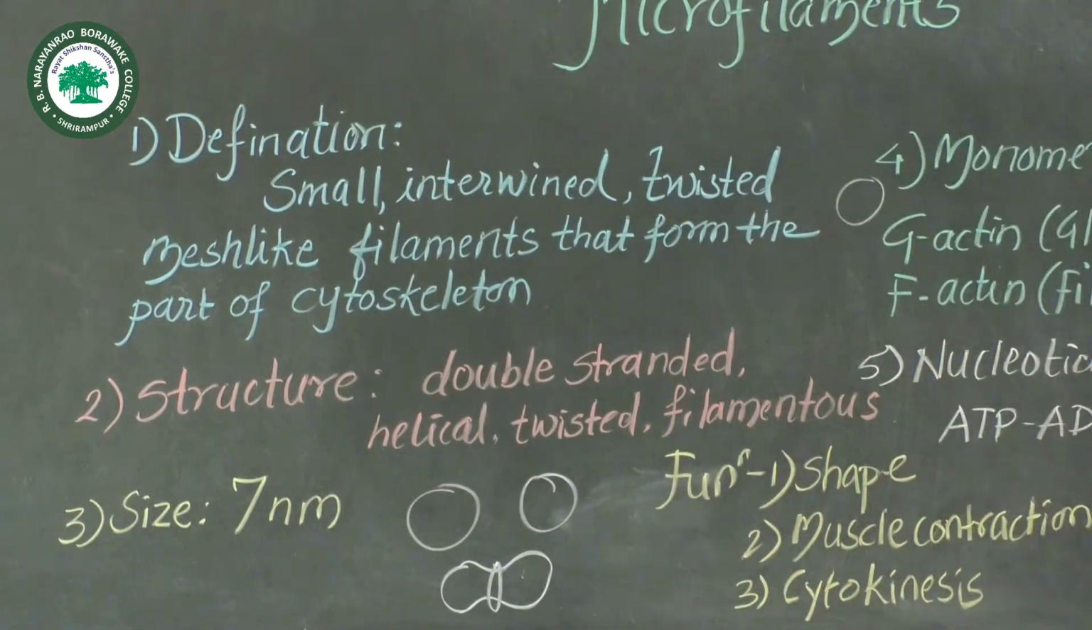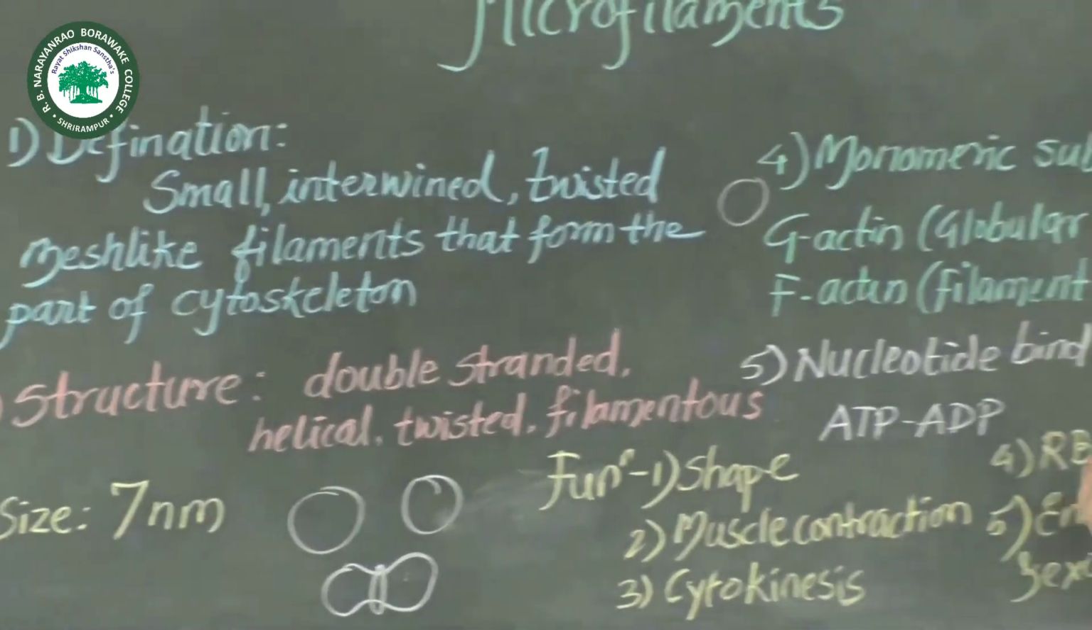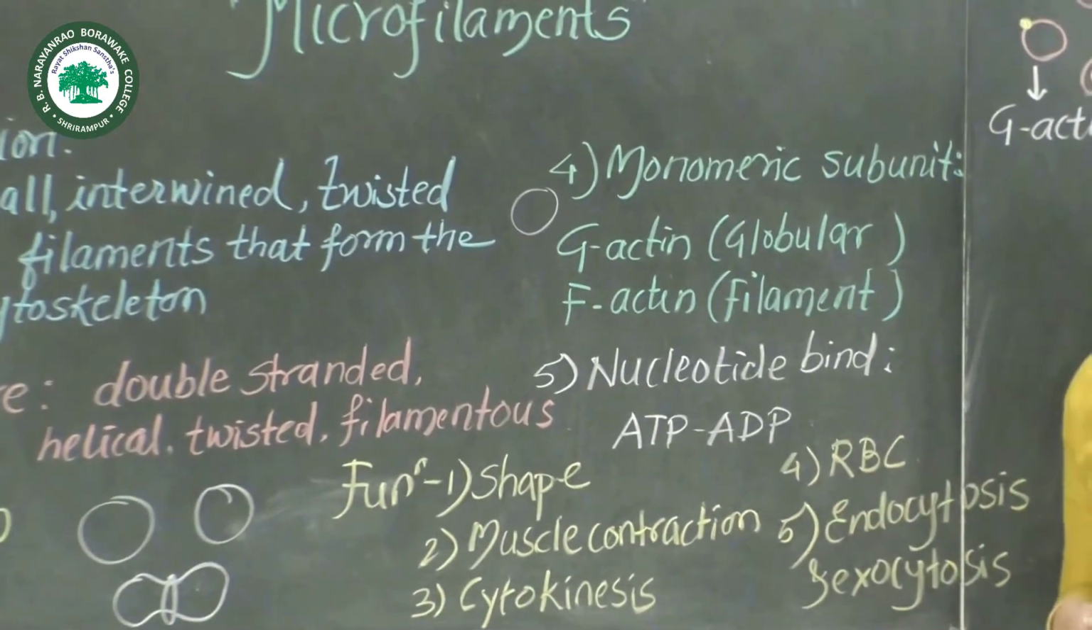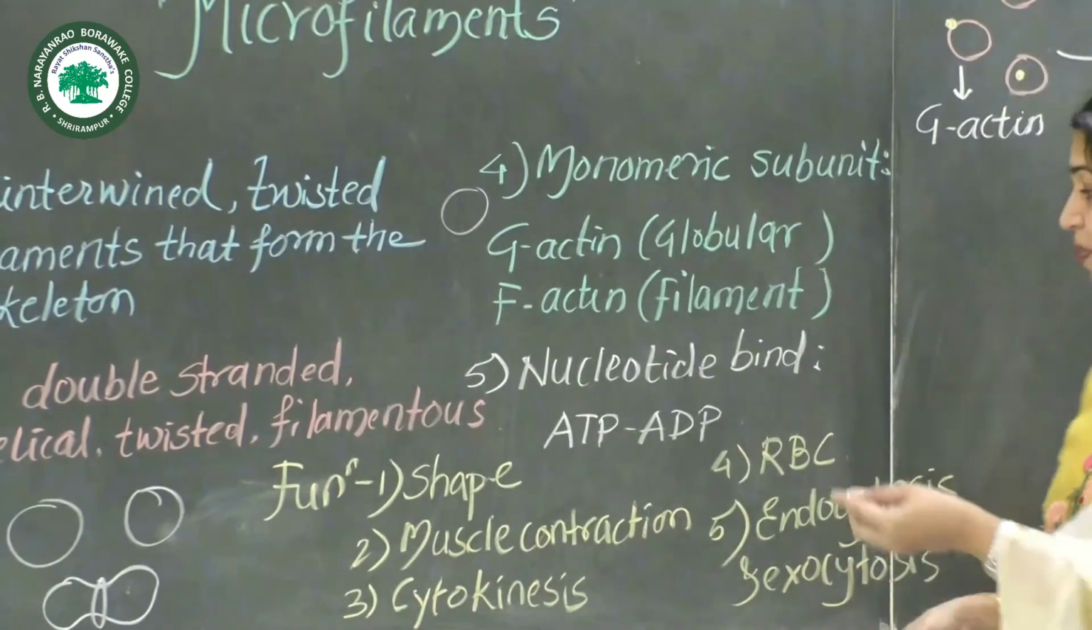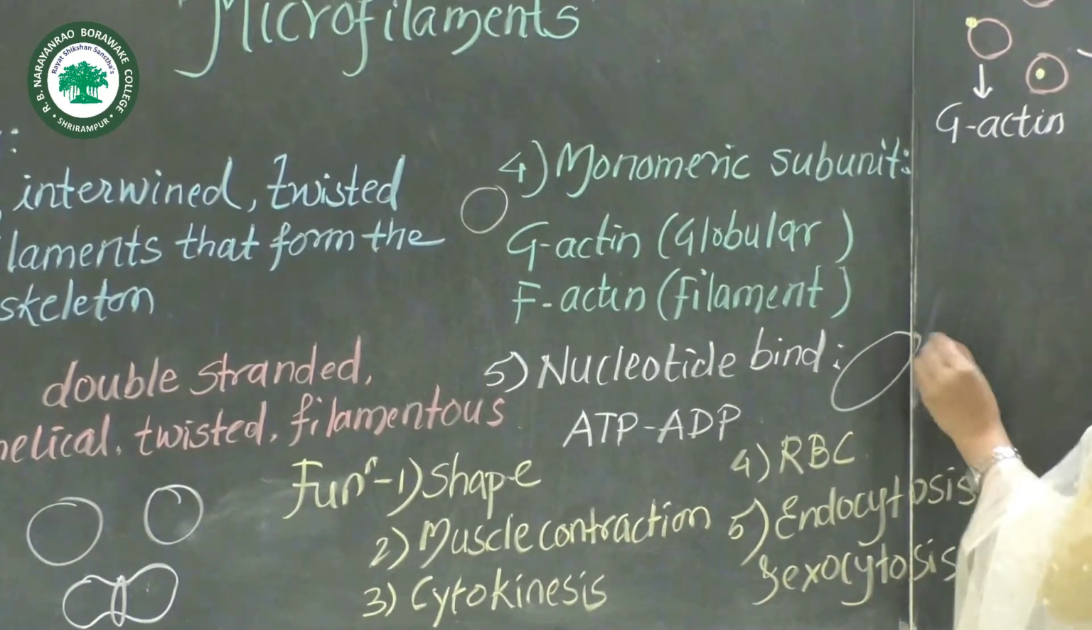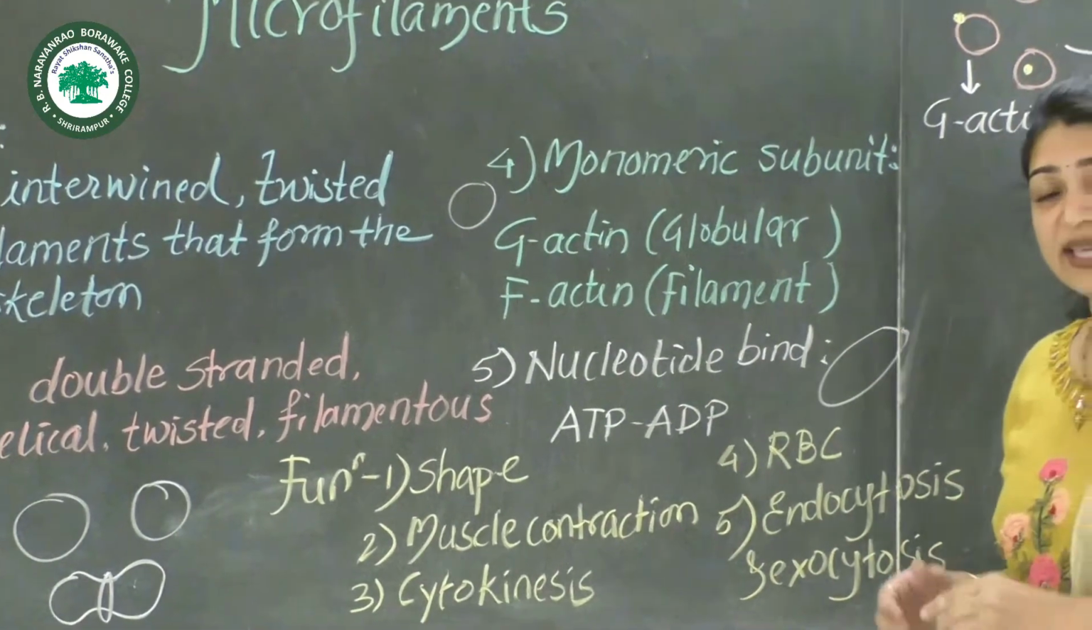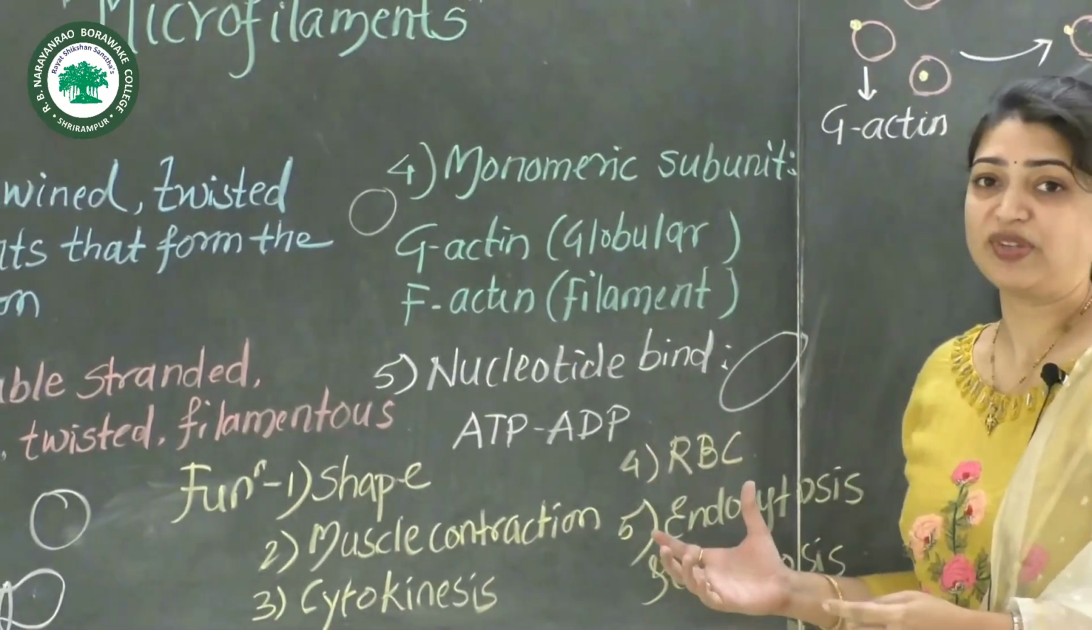Now the next function of microfilament is in the RBC. Why? What is the function in RBC? The biconcave shape of the RBC is due to the microfilament.